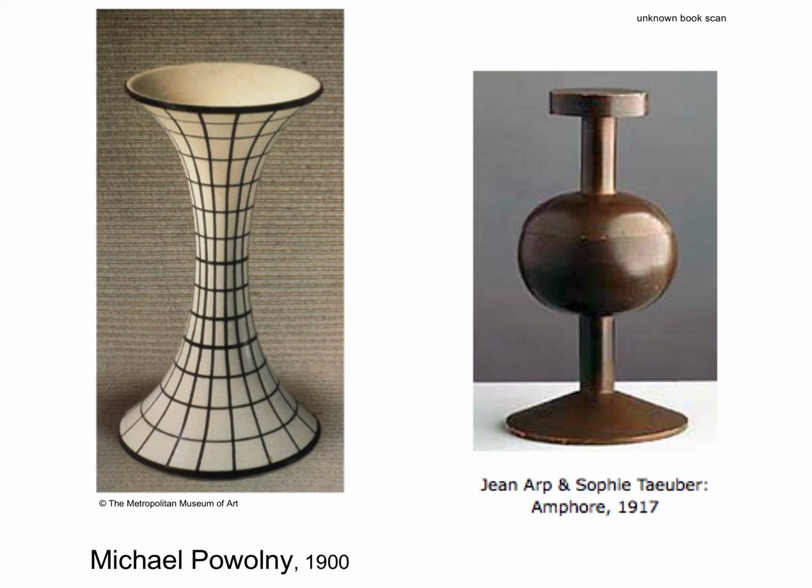And 2 more examples here from the beginning of the 20th century. This vase by Michael Powolny, based on mathematical principles and an approach to minimalism, both at the level of form and at the level of surface, that will not be seen again before minimalism in the late 50s, early 60s. And another deconstruction and abstraction of a classical form by Jean and Sophie Taeuber-Arp.